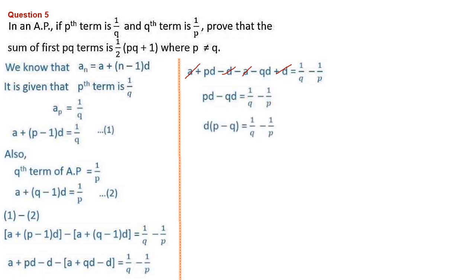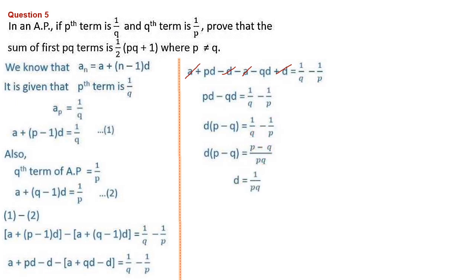From here d is common, we can take d into p minus q is equal to 1 by q minus 1 by p. Here if you take the LCM pq, p into 1 is p, minus 1 into q is q. So p minus q by pq.